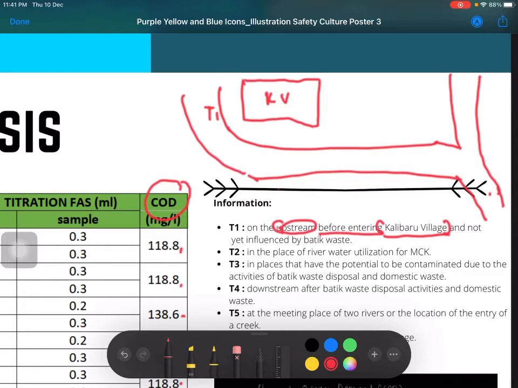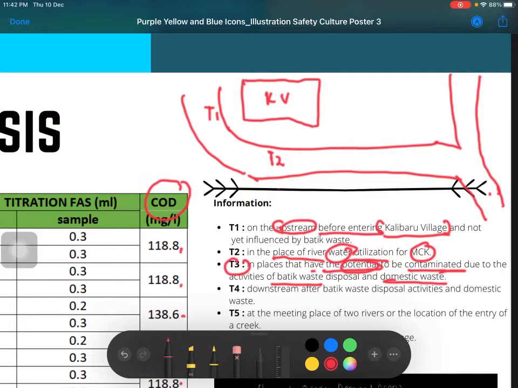Okay, so then T1, and then T2 is a place of the river water utilization for MCK. So utilization maybe is possibly to be here. And T3 is a place that has the potential to be contaminated due to the activities of batik waste and domestic waste. How can it actually have domestic waste?